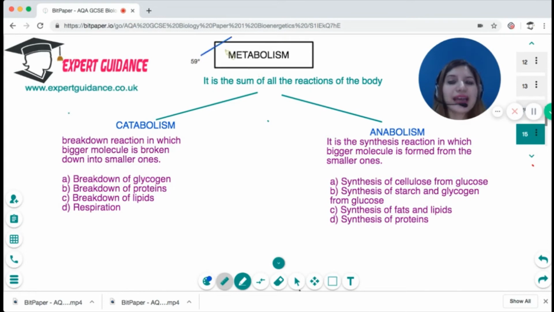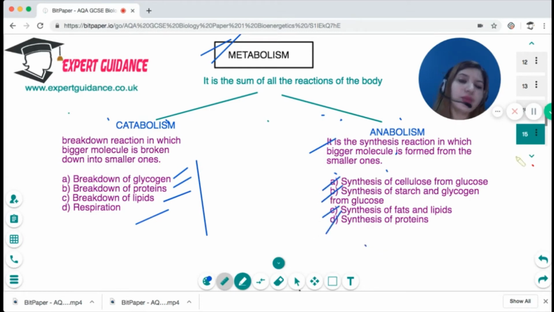Now, what is metabolism? Metabolism is the sum of all the reactions of the body, and we can categorize the metabolism into two categories. Catabolism is the breakdown reactions of the body, where breakdown of glycogen, proteins, lipids, and respiration are all breakdown reactions. Anabolism is the synthesis reaction in which the bigger molecule is formed from the smaller ones, which is the synthesis of cellulose, starch and glycogen, synthesis of fats and oil, synthesis of proteins.